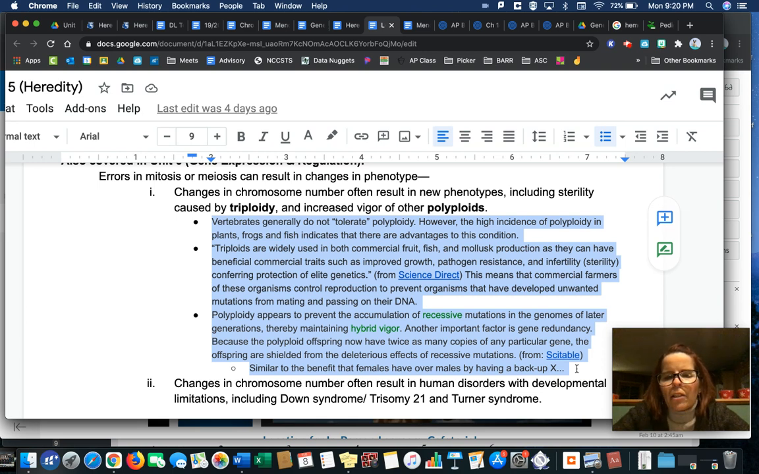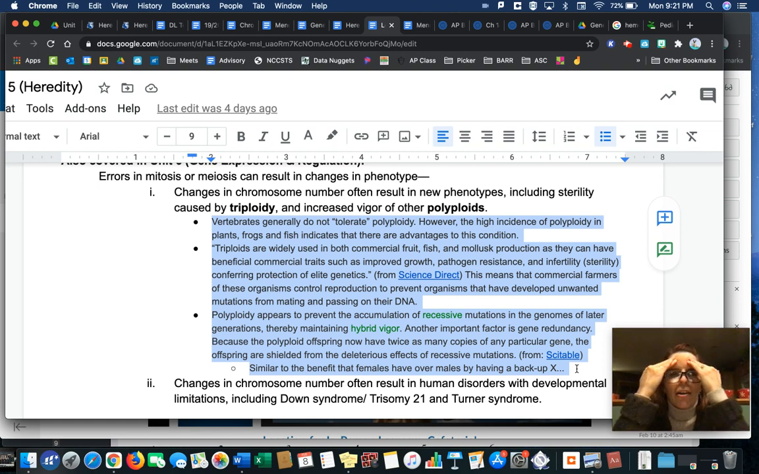Vertebrates generally do not tolerate polyploidy. That means that we have to have diploid cells, and if you give us even 1 extra chromosome, we have a problem. However, the high incidence of polyploidy in plants, frogs, and fish indicates that there are advantages to this condition. Triploids are widely used in both commercial fruit, fish and mollusk production, as they can have beneficial commercial traits such as increased vigor, improved growth, pathogen resistance, and unfortunately, infertility, conferring protection of elite genetics.